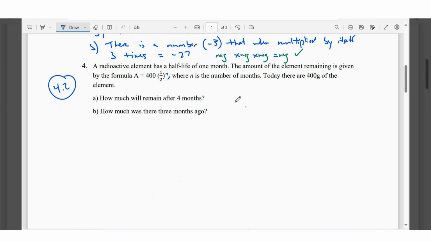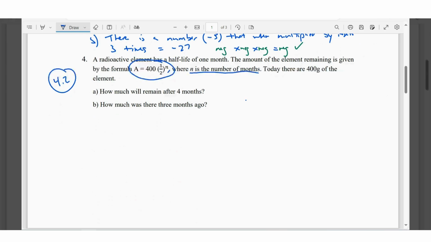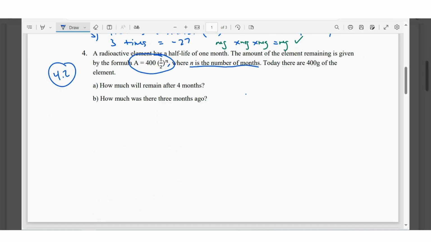Okay, so n is the number of months. It's a very important piece of information. This formula is a very important piece of information. And what we have to answer is, of course, also very important. So we just need to input the information that we have into our formula. So let's solve A right here. How much will remain after 4 months? We're looking for the amount equals the 400 grams that we have times a half to the power of the number of months, which is 4. And now we can solve.